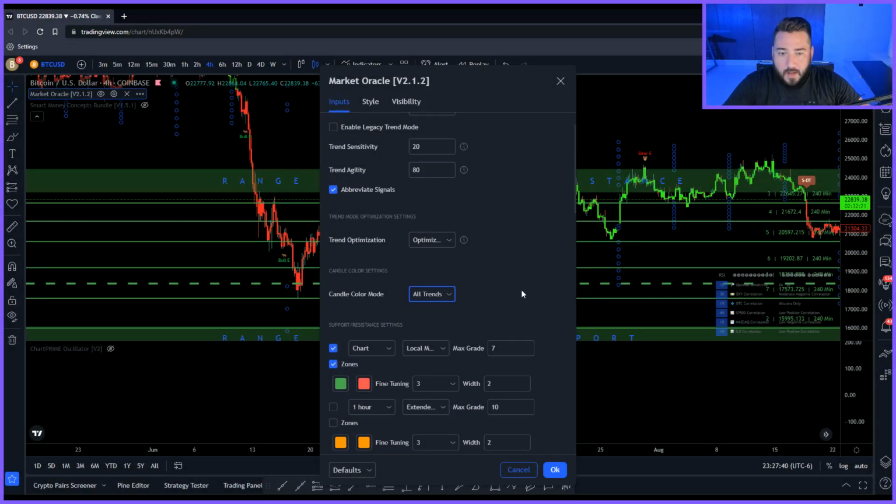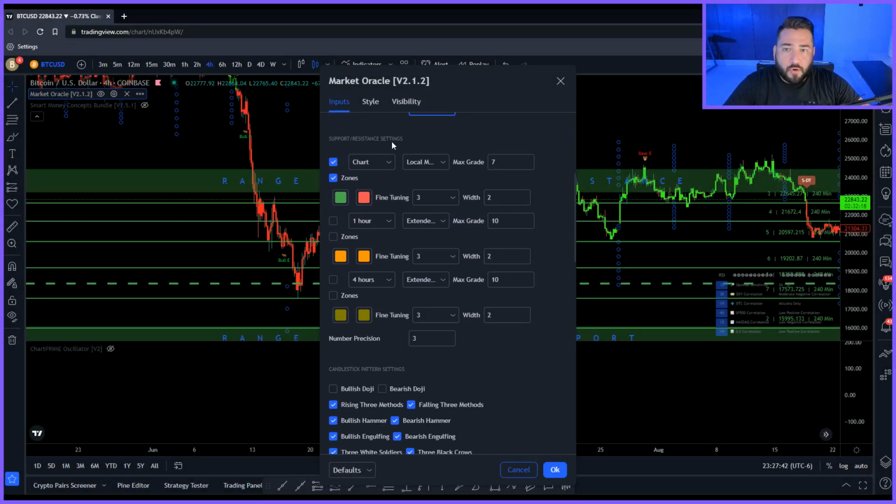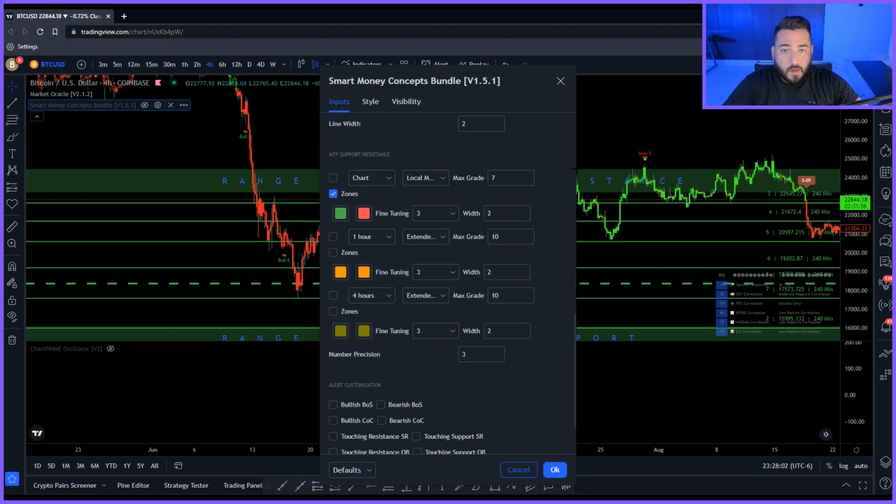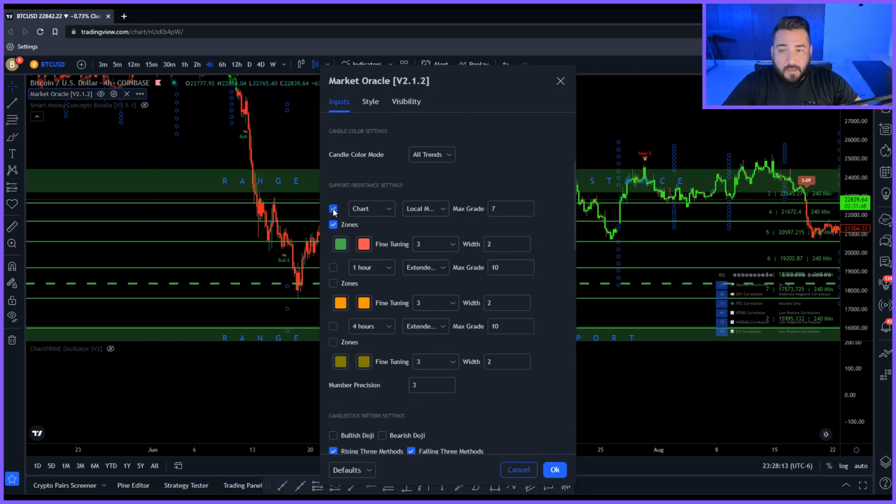Alrighty, so now right here we have our support and resistance settings. Remember the video that you used. If you have not yet seen it, go back to the video and click the link. You're going to be seeing the support and resistance settings in here and also in your Smart Money Concepts bundle right here. If I go down here, you'll see the same exact settings. For that matter, I prefer to have it over my Smart Money Concepts bundle, so I'm going to be disabling it right here. I'm going to get rid of this.